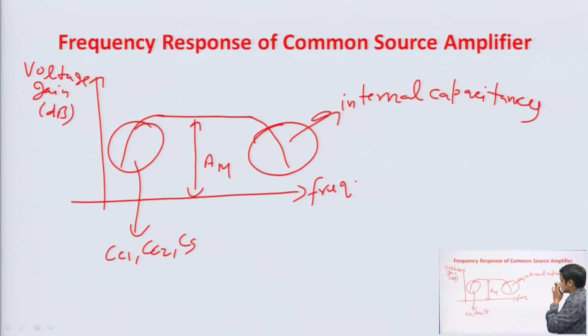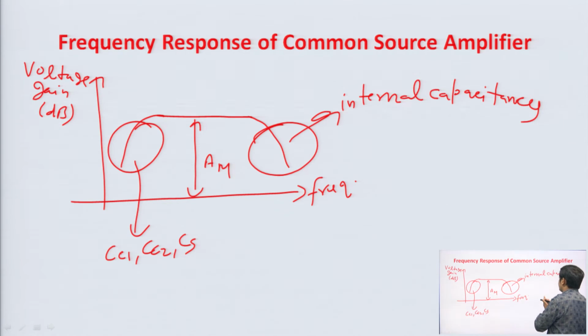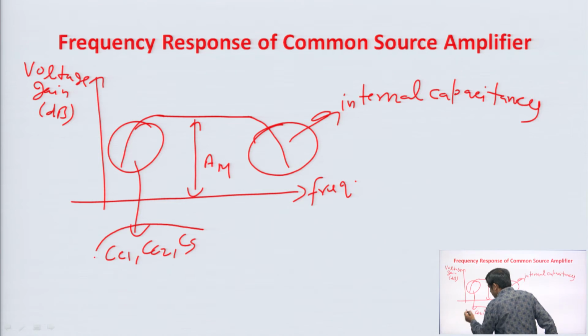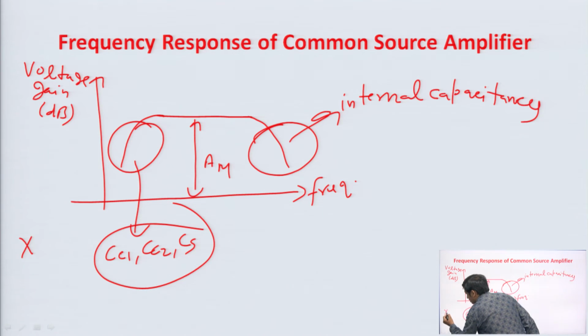Now, we need to understand why this is happening. Why, at low frequency, do the coupling capacitors, the external capacitors, play an important role, and at high frequency the internal capacitances play an important role? Before that, we should be aware that the values of CC1, CC2, CS are in the microfarad range, which is high, and the values of the internal capacitances are very small, in the range of picofarad and femtofarad. Fine. Now, we know the capacitive reactance, the impedance, is 1 by SC.